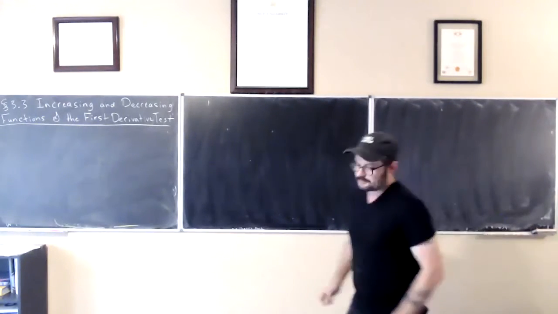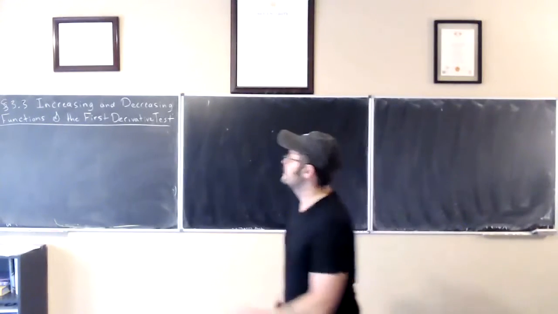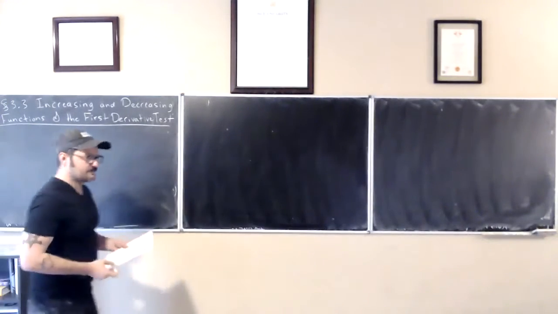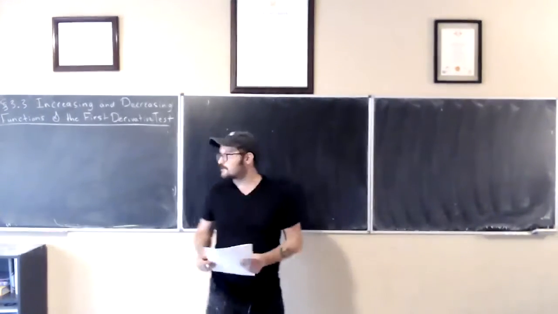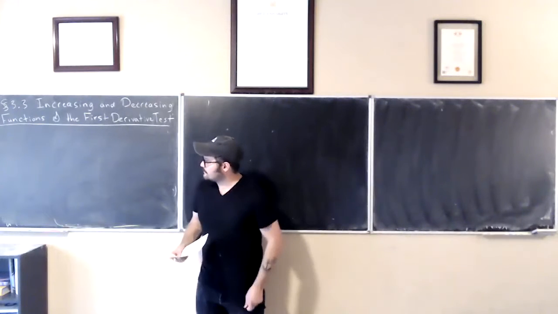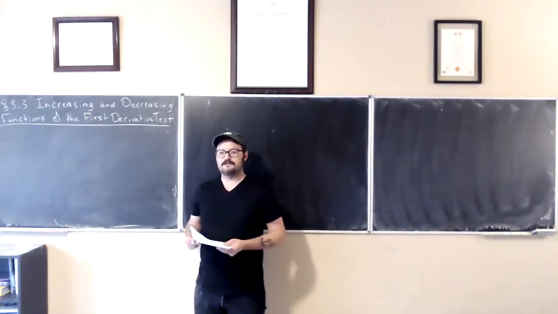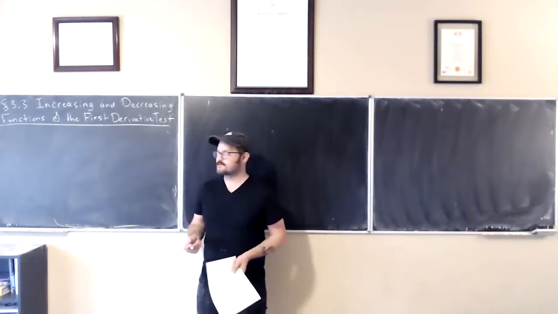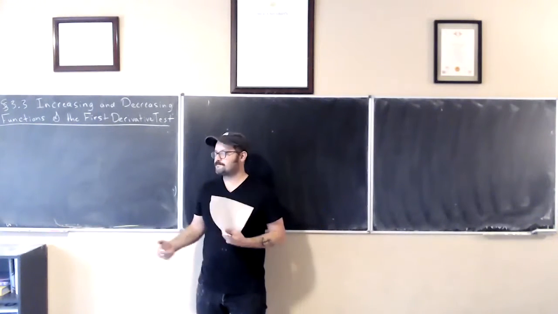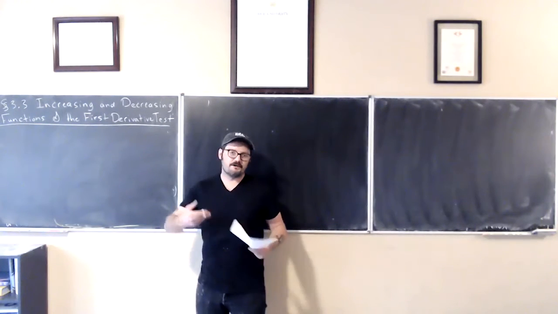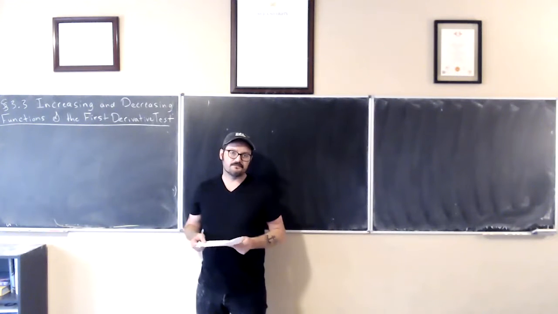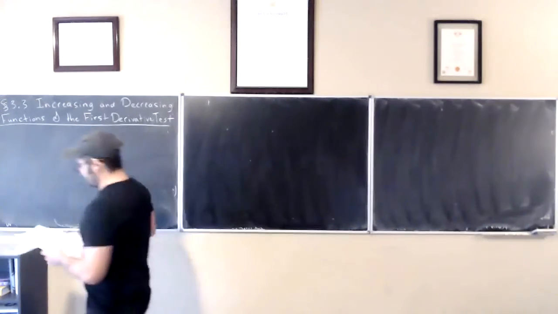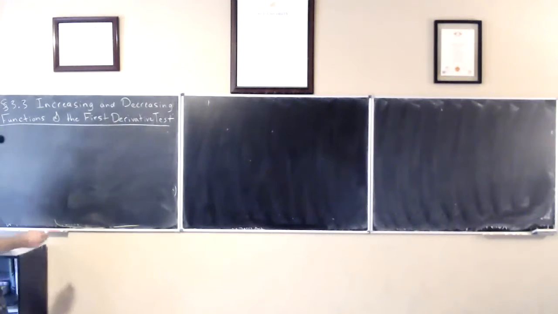Okay, so now we're going to talk about section 3.3, which has to do with increasing and decreasing functions, and more specifically related to data science and the gradient descent method that we discussed in a previous lecture. We're going to formalize why we can do such an algorithm to find local extrema.